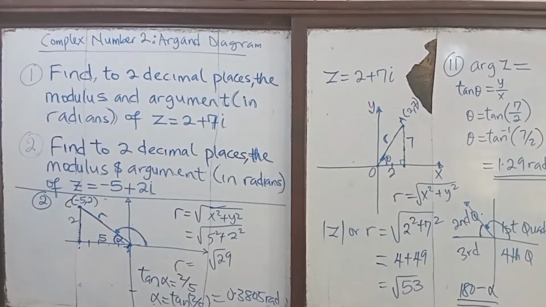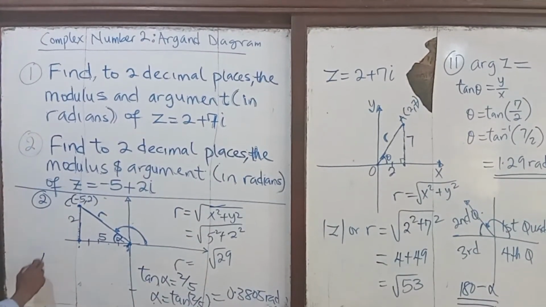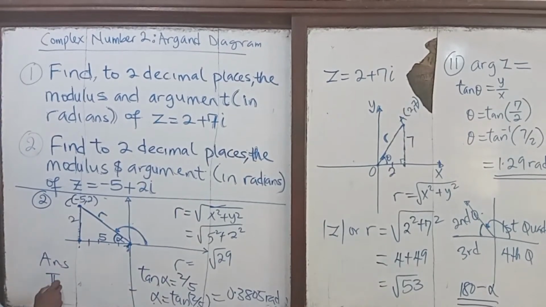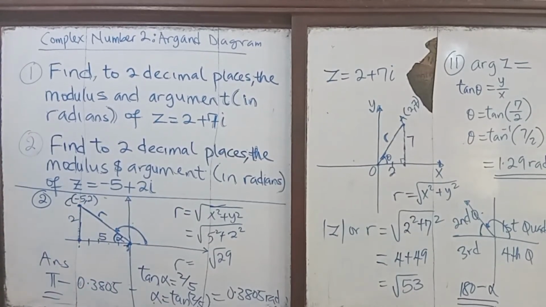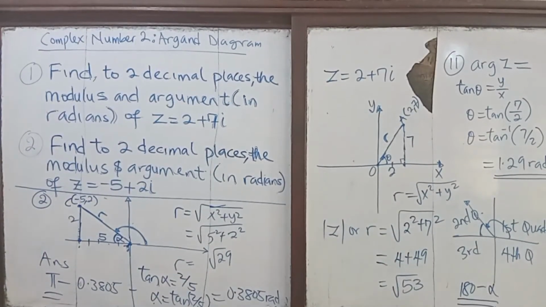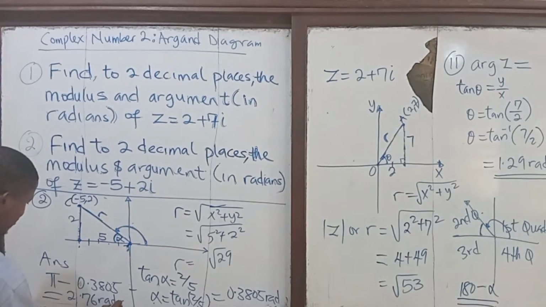So the answer in the second quadrant will be pi, which is 180, minus 0.3805. We're working in radians. You can make your substitution on your calculator and punch the answer. That will be 2.76 radians, to 2 decimal places.